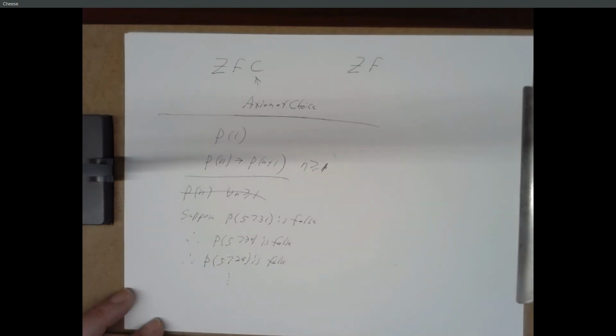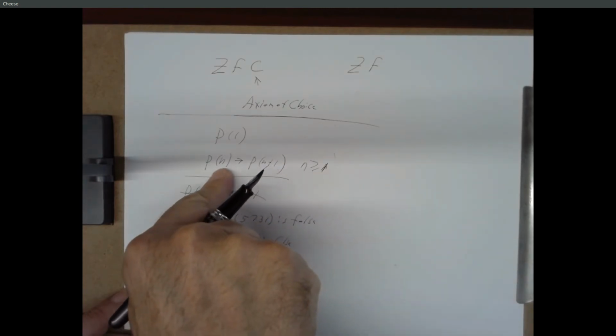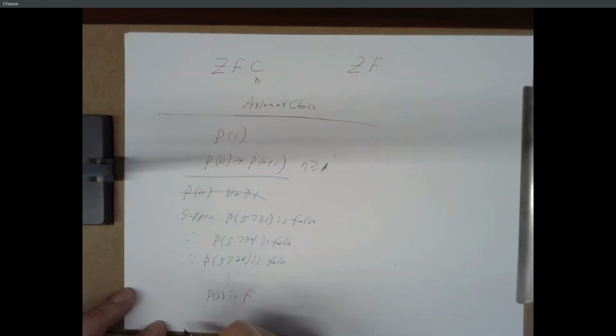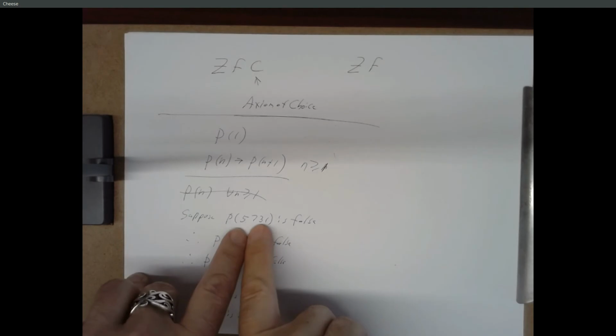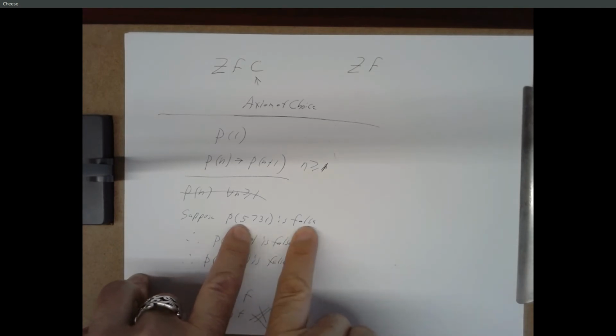And we can keep doing that until we get down to P of 2 is false. And so P of 1 must be false, because if 1 was true, that would imply 2. So therefore P of 1 is false. And that's a contradiction because we proved the base case, which said P of 1 is true. Ergo, this cannot be true. P of 5731 cannot be false, it must be true.